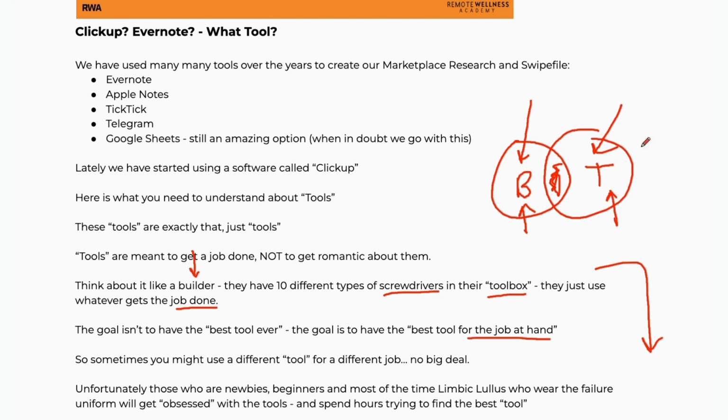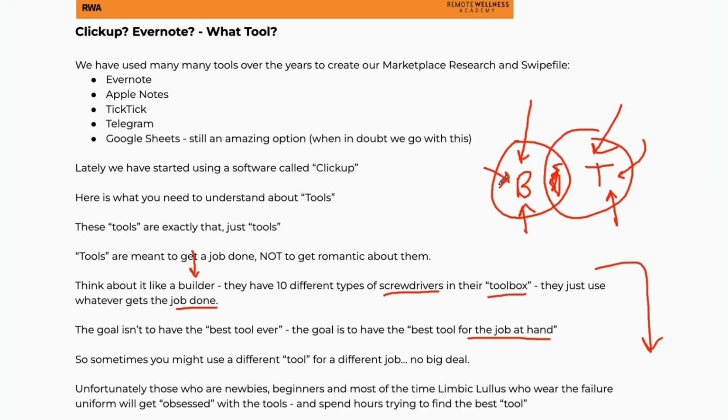So for example, if you were like, you know what, I want to build my swipe file and marketplace research by hand, like paper and pencil. That might be your preference, right? As a builder, you're like, you know what? I don't really like to get lost in the online computer side of things. That's my preference. I like to use physical stuff, right? That's how I want to build my marketplace swipe file and my market research and all that kind of stuff.